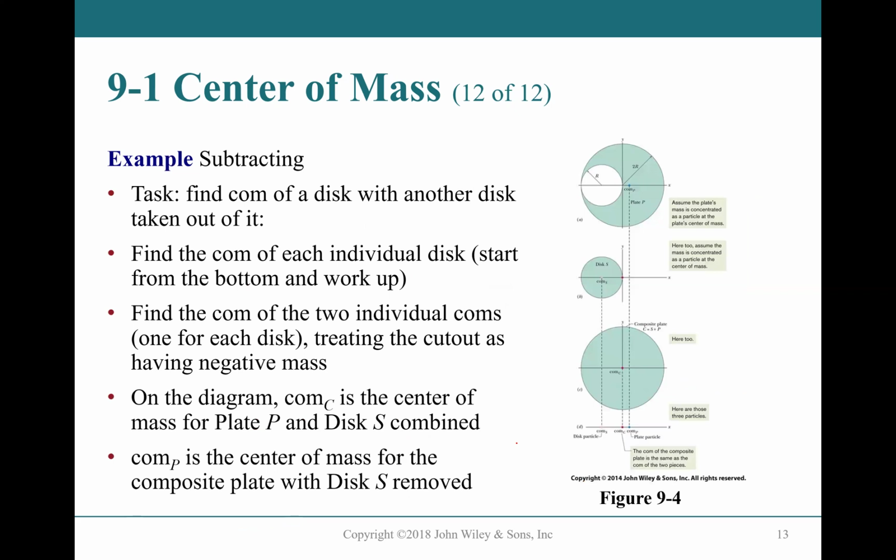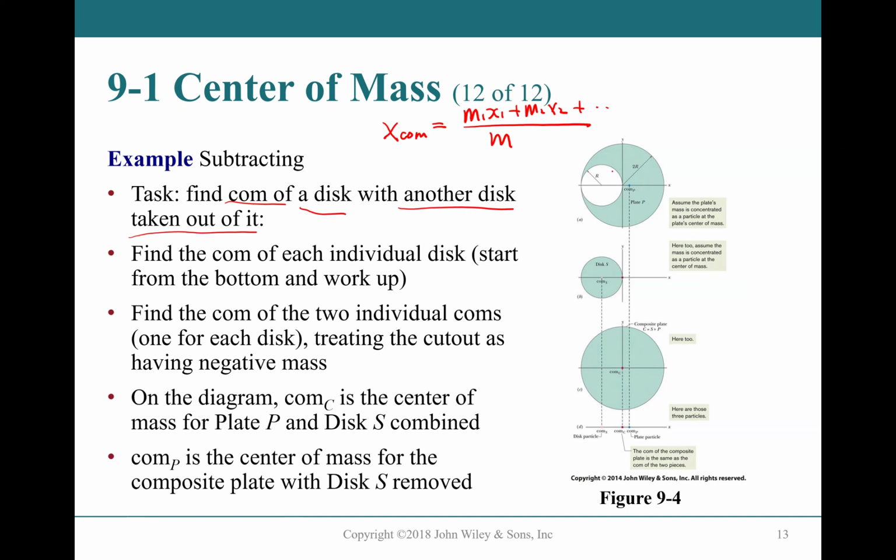And we can also do subtracting. If you want to find the center of mass for this shape, it's finding the COM of a disk with another disk taken out of it. So how to do that? The center of mass should be equal to m1x1 plus m2x2 and so on, divided by the total m.